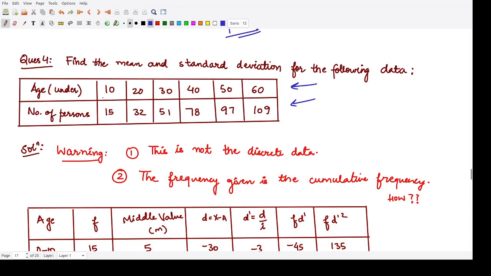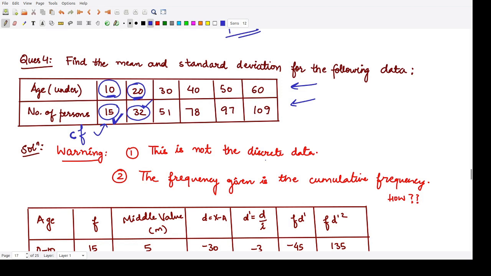Under age 10, there are 15 people whose ages are less than 10. There are 32 people whose ages are less than 20. Now these 32 people will definitely include these 15 people, because these 15 people would have age less than 10, which is also less than 20. So that means this is not the given frequency, this is the cumulative frequency that is given to you and not the direct frequency.